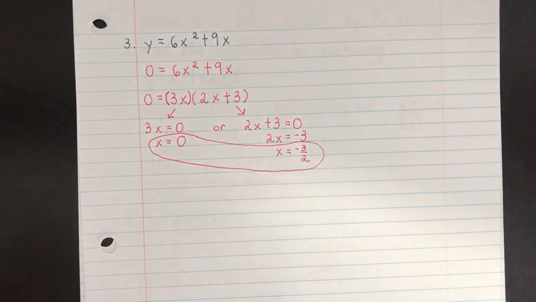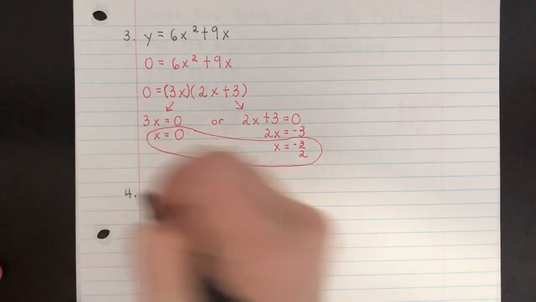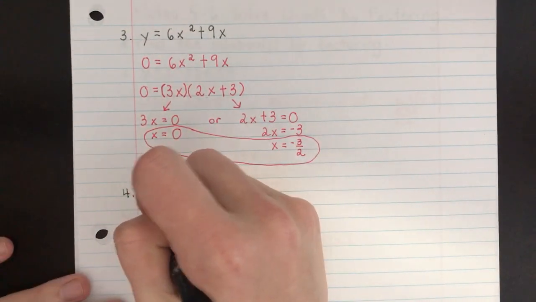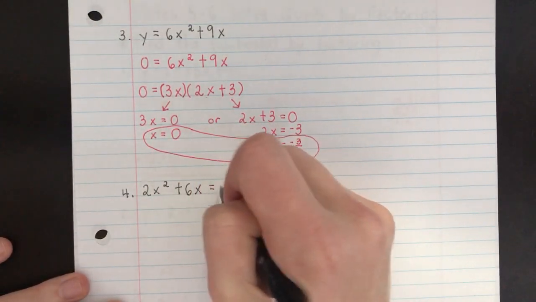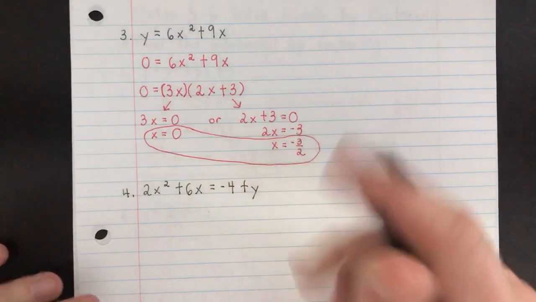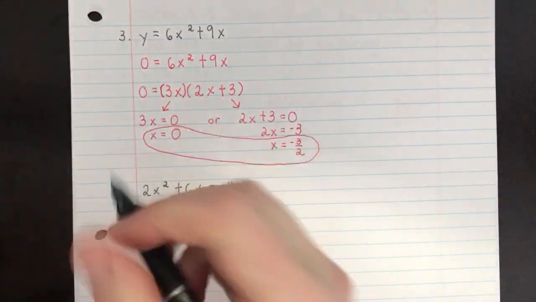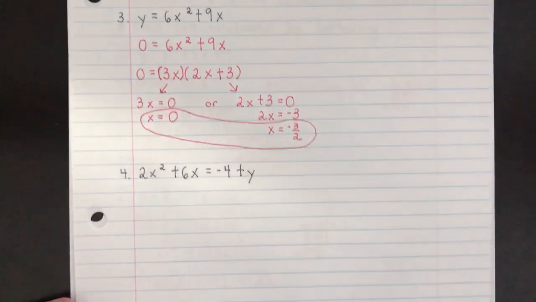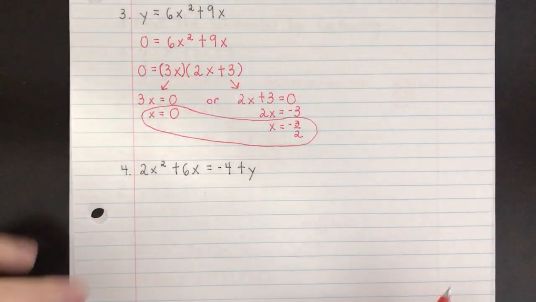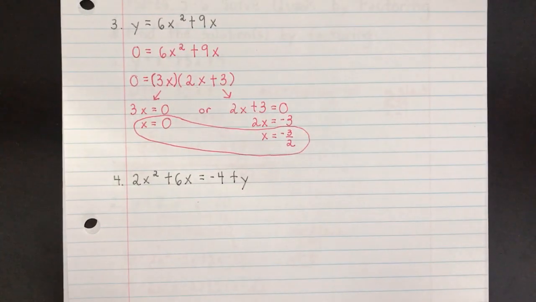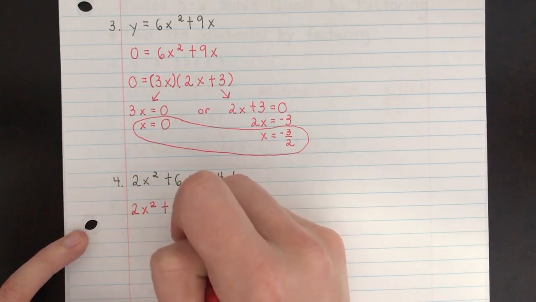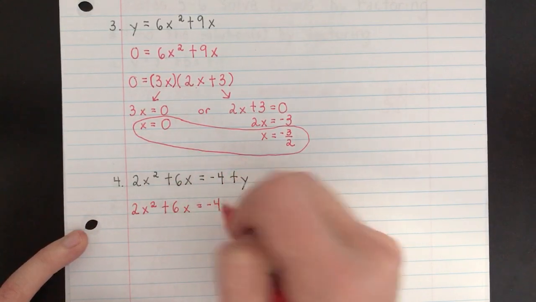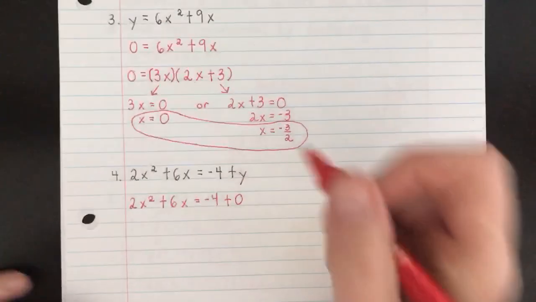All right, last problem, number 4. It's a funky looking number 4. All right, we'll fix that. Okay, so again, when we're solving, we are finding x-intercepts. That means you plug in 0 where you see y. Okay, so I've got 2x squared plus 6x equals negative 4 plus 0. Plug in 0 where I see y.